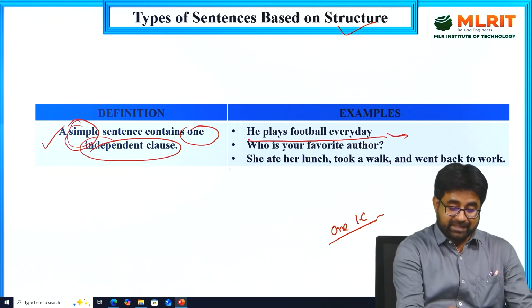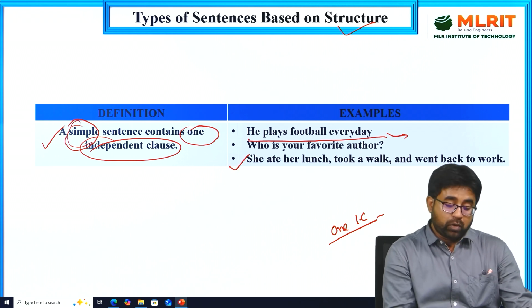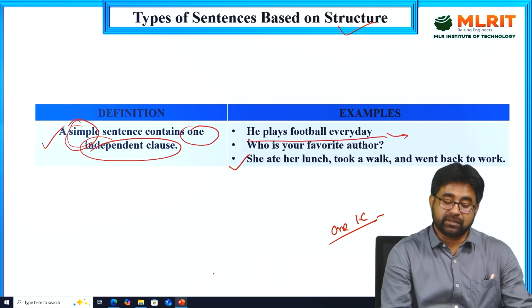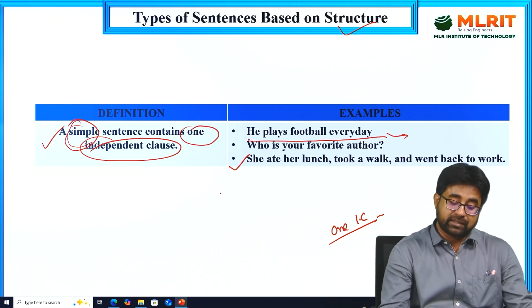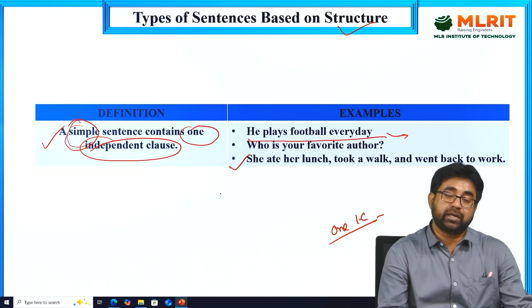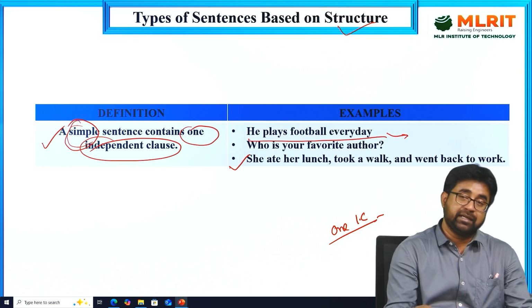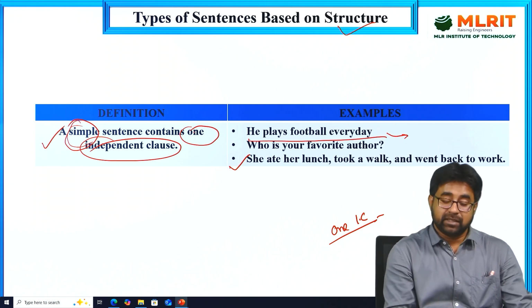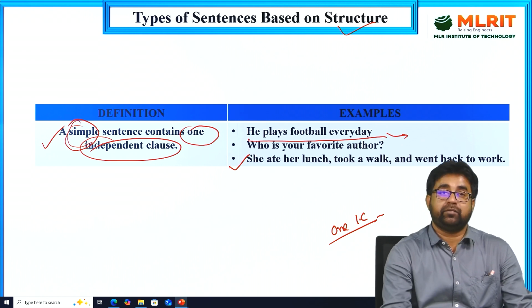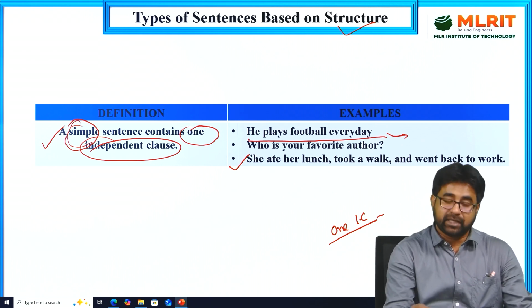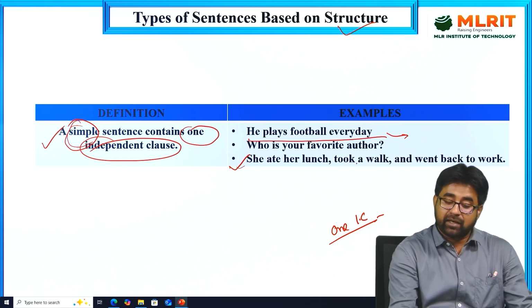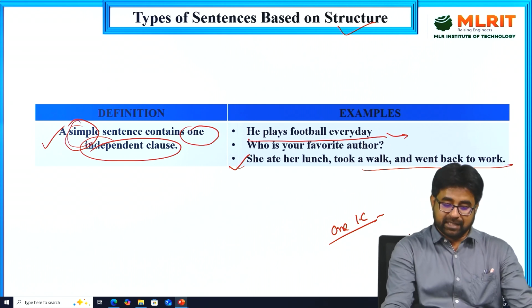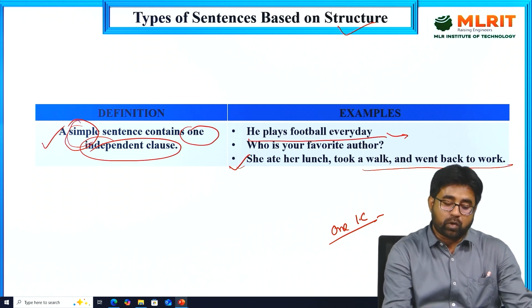But you can see the last sentence here. Do not assume that a long sentence cannot be a simple sentence, right? A pretty long sentence also can be a simple sentence. You cannot judge the types of sentences by looking at the length of the sentence. That's what I wanted to say with this example. She ate her lunch, took a walk, and went back to work. You can see it's a pretty big sentence, right?